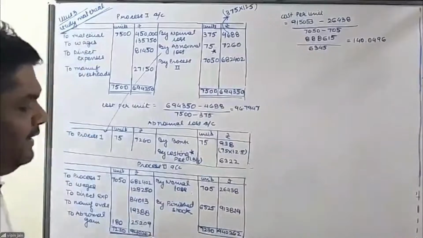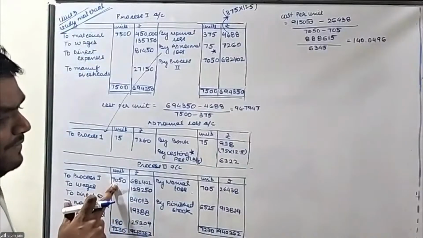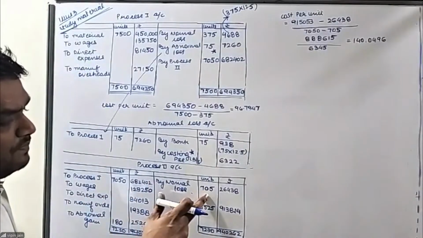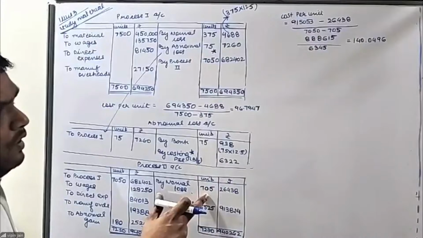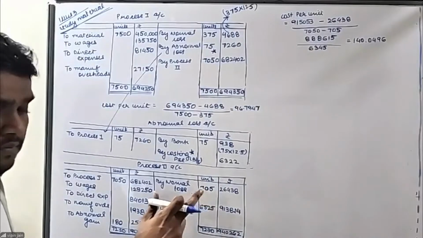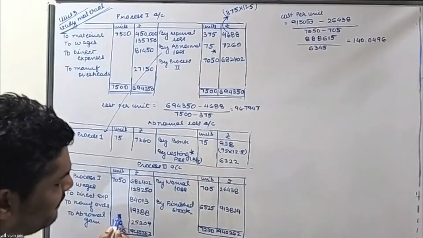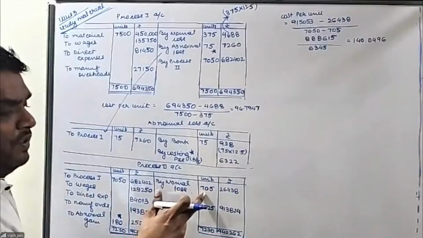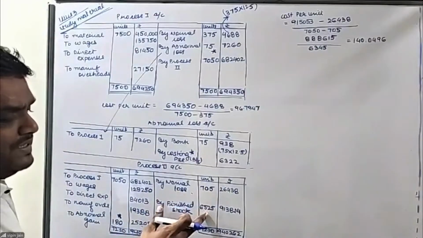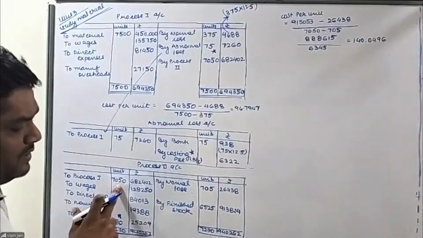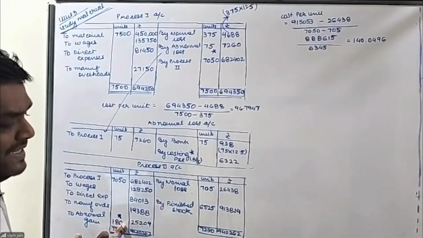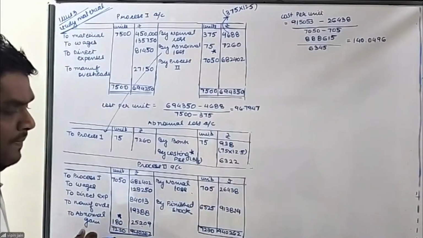So how come 180? See, my input is 7050 and my normal loss is 705. In short, we can say this is my balancing figure. You can assume. See, 705 is my normal loss, finished stock is 6525 and my input is 7050. So this will be the balancing figure, that is 180.